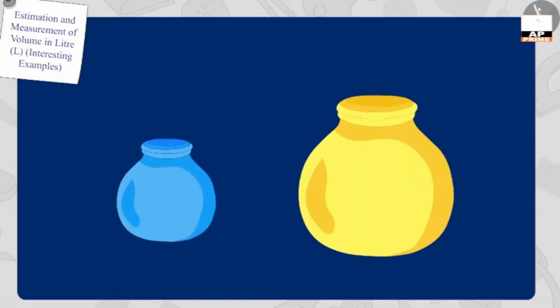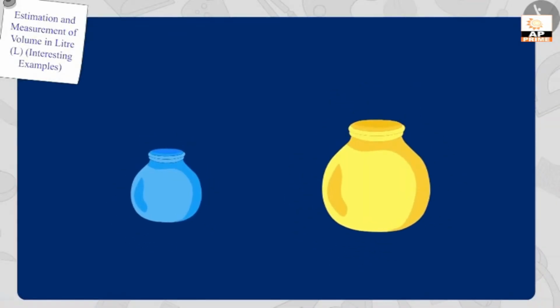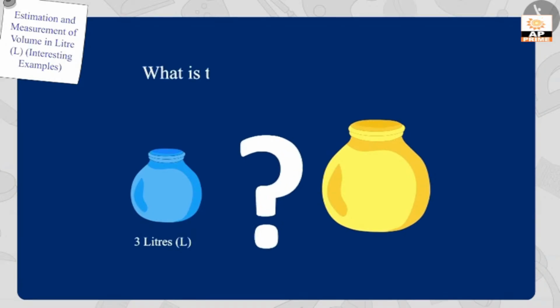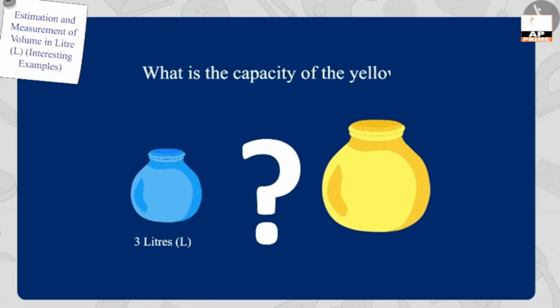There are two pots here. The yellow pot's capacity is twice as much as the blue pot. The blue pot has a capacity of 3 liters. So tell me, what is the capacity of the yellow pot?